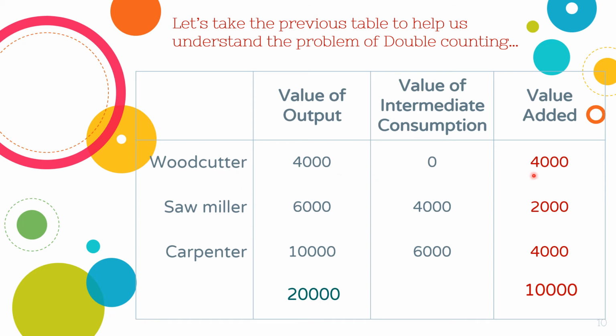The contribution of the woodcutter is rupees 4,000. The contribution of the sawmiller is rupees 2,000. The contribution of the carpenter is 4,000. So when we add 4,000 to 2,000 and to the 4,000 value added of the carpenter, we get the correct value of what has really been produced at all the different levels in this particular sector.